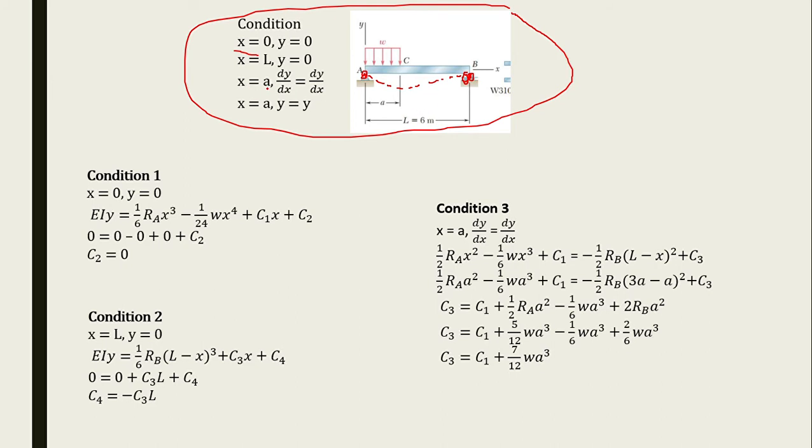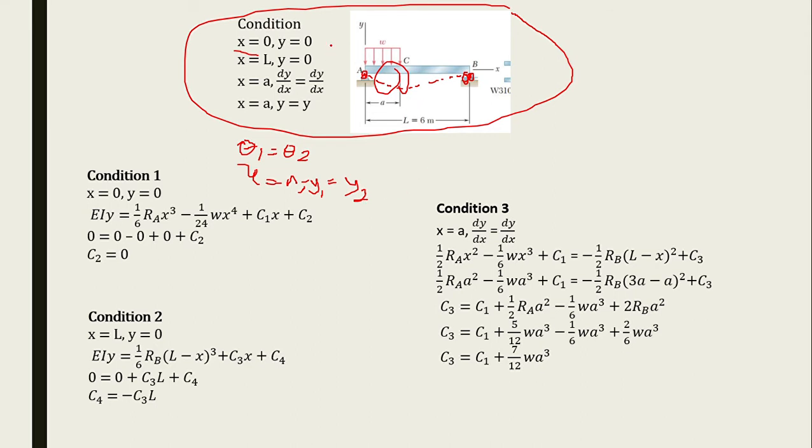Then the third condition is x equal to A, where dy over dx, or we can also call it theta 1, is equal to theta 2, the slope at this point. Then the fourth condition is x equal to A and y equal to y; to make it easier, we call them y1 and y2.